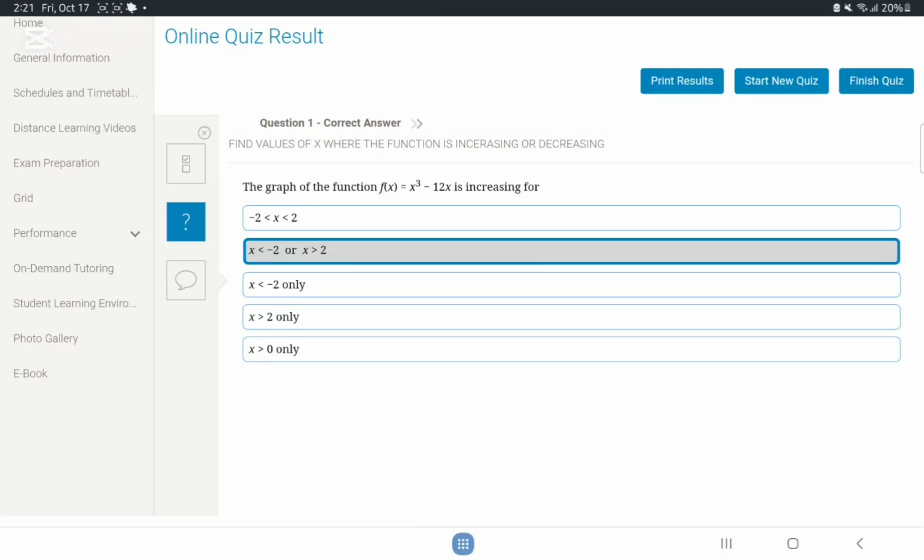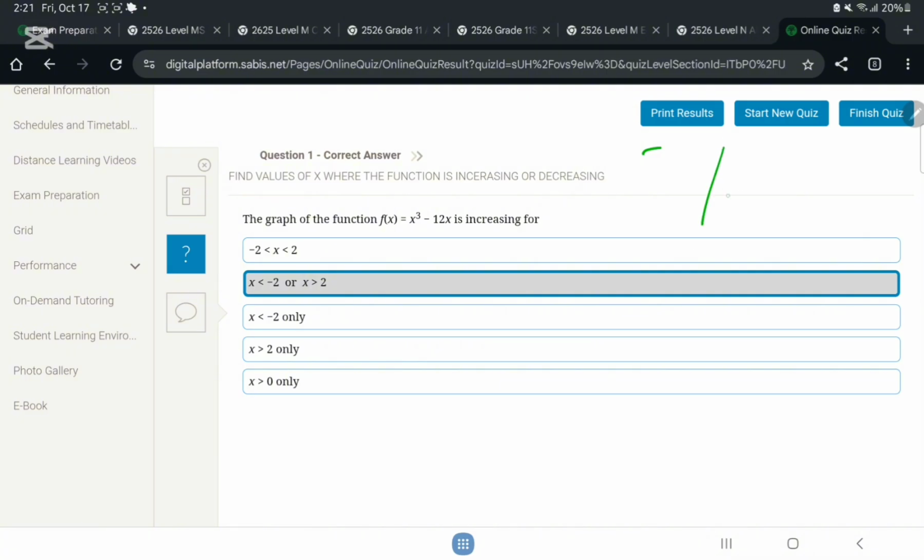So for this question, they ask us when the function is increasing. So basically what we do is the first derivative. So f prime of x is equal to 3x squared minus 12. You can do it on the calculator, or you can do it manually. You make it equal to 0, and you find the roots. So x is equal to positive negative 2.